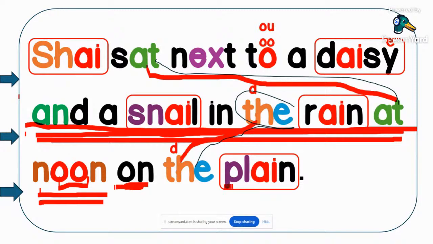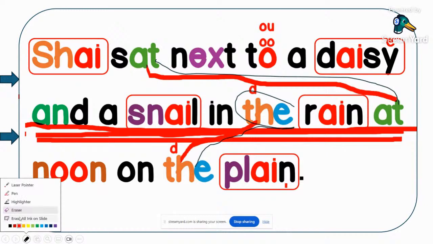Our next word. Put them together. We have p, a. Let's read it now. P, a, plane. Plane.